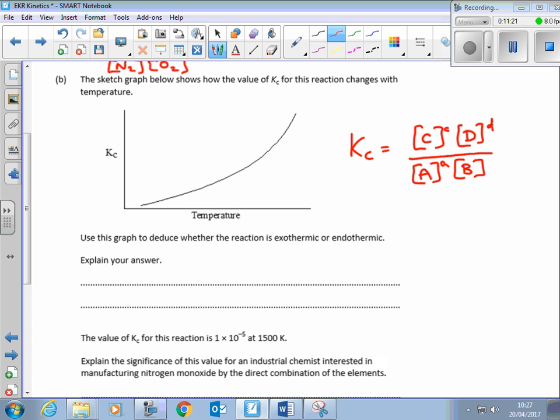Then if Kc is getting bigger, it means that the top of that expression has got to be getting bigger. Think about it: 3/8 is more than 2/8, which is more than 1/8. If you increase the top, it gets bigger. So given that C and D are the products, as we're increasing the temperature, we're getting more products. So we're putting more heat in on the left-hand side. That's pushing the equilibrium towards the right-hand side. So this tells us it's endothermic.